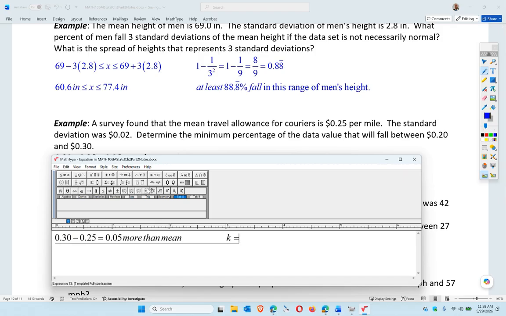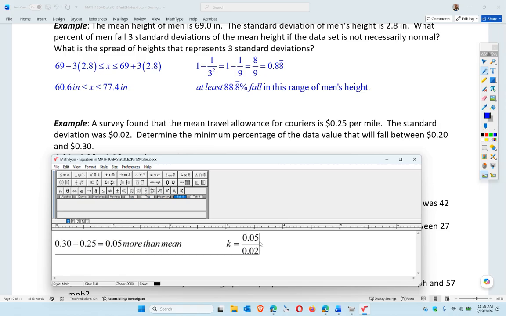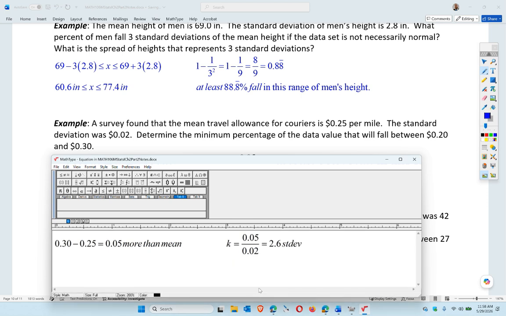Oops, I messed that up. It's 5 cents over the 2 cents, which is the standard deviation, so that's going to be 2.5 standard deviations, right? So 1 deviation is 2 cents, so 5 cents is 2.5 deviations, essentially. Okay. I got to square that.